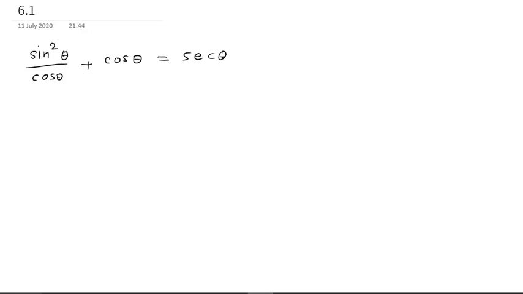First identity is sin square theta plus cos square theta equal to 1. Second is 1 plus tan square theta is equal to sec square theta, and one more is 1 plus cot square theta is equal to cosec square theta.